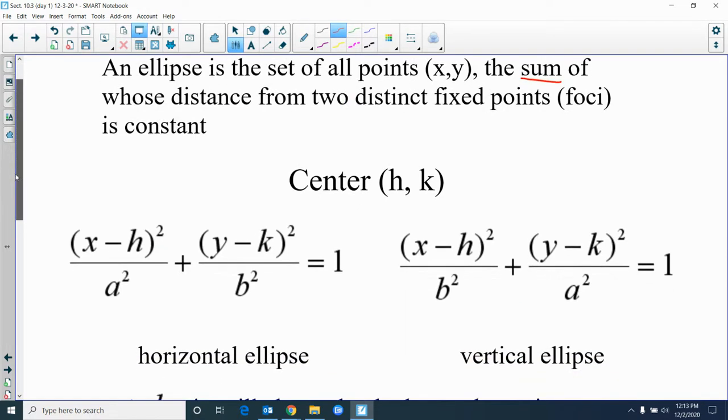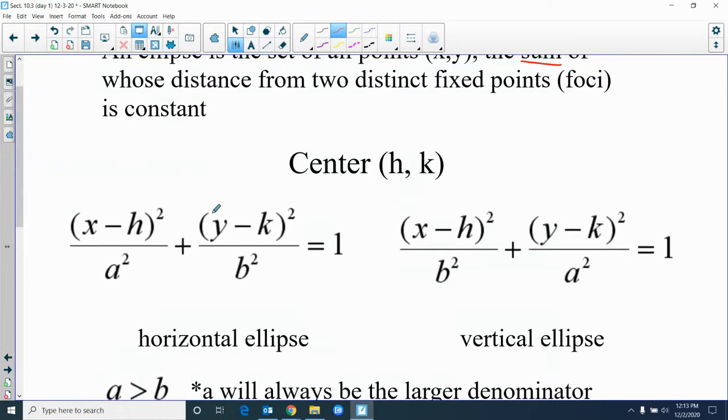Now, in general, we're just going to hit the equations right off the bat. If the center is at (h, k), so the center's not at (0, 0), it's at (2, 3) or (-4, 1), the equation is going to look like this. It's going to be (x - h) squared over a squared, where a is a constant, plus (y - k) squared over b squared, where b is another constant, equals 1. Or we flip.